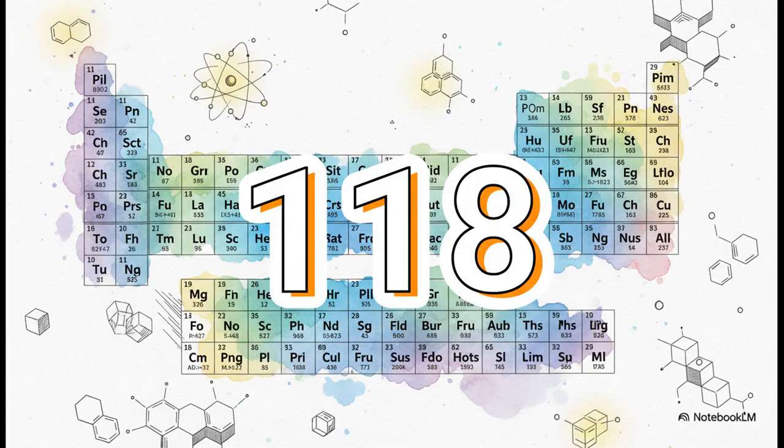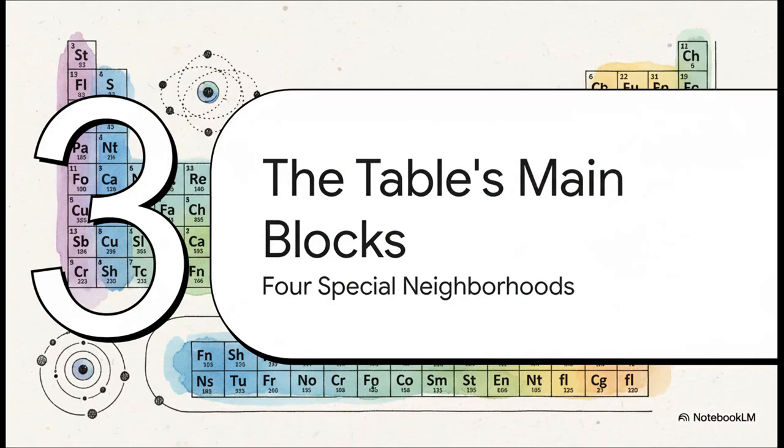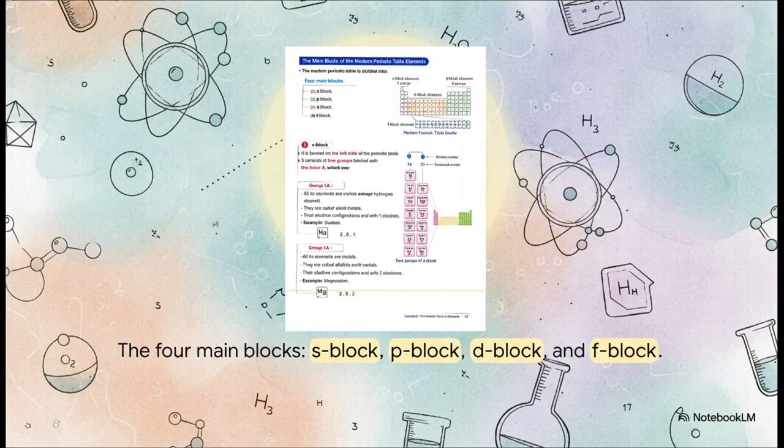So, with all these families and neighborhoods, just how many elements are we talking about? Well, right now, the modern periodic table has 118 known elements, all tucked away in their own perfect spot for us to study. But wait, there's more. The organization doesn't just stop with rows and columns. The entire table is also split into 4 main neighborhoods, or what we call blocks, and each one has its own unique vibe. And here they are.